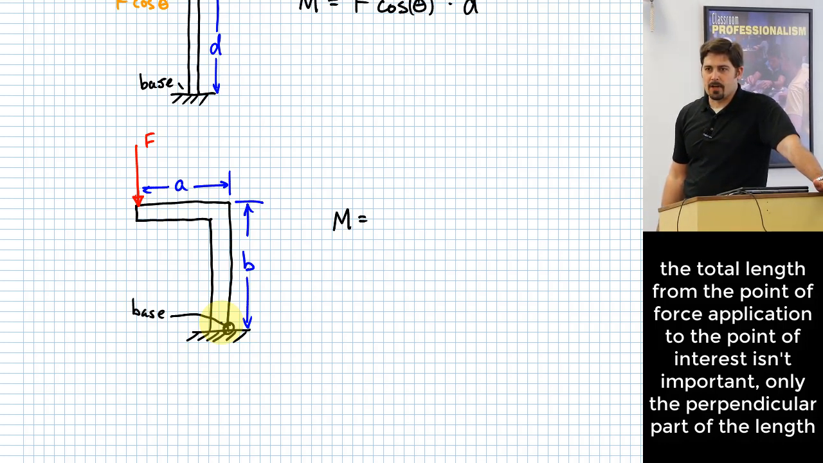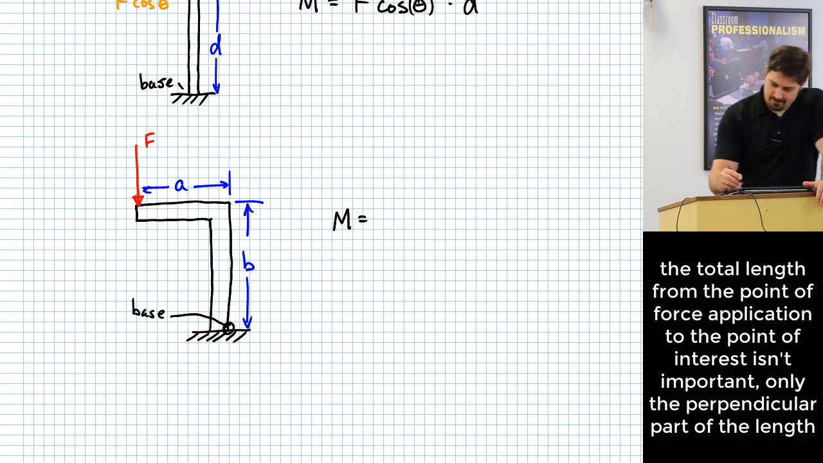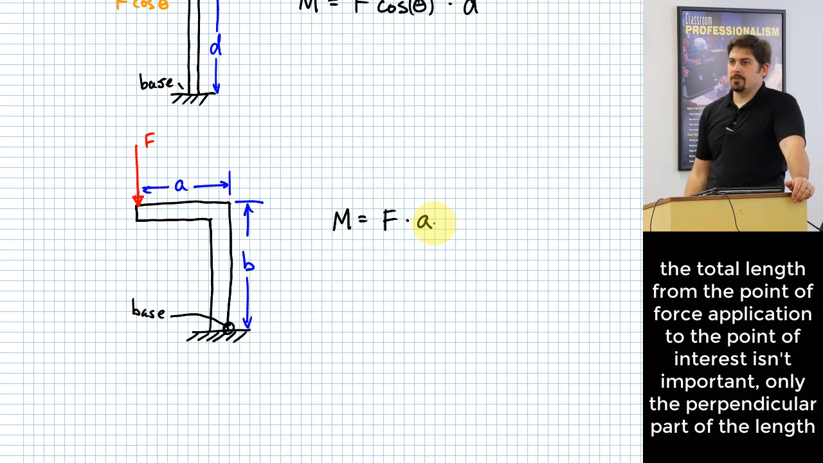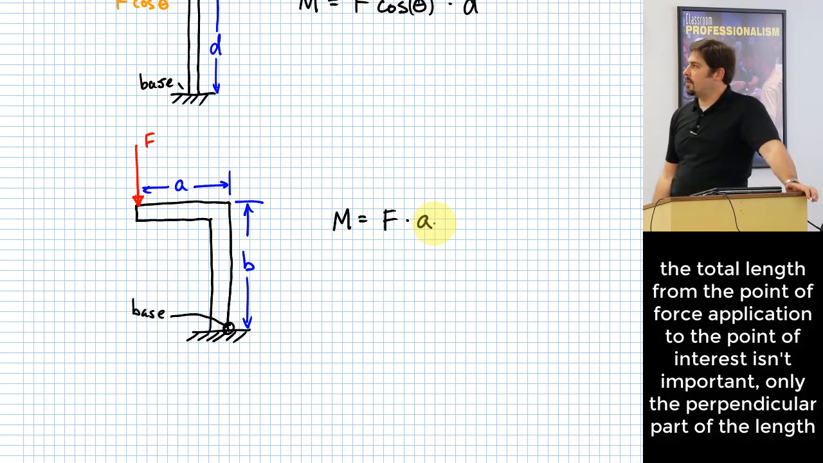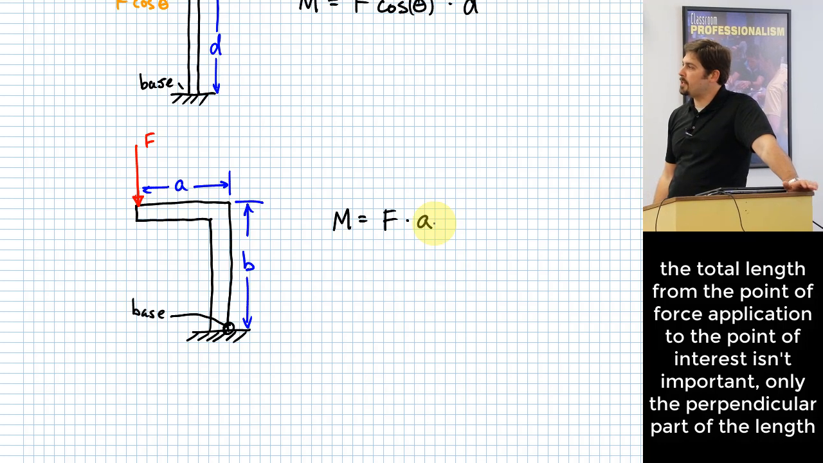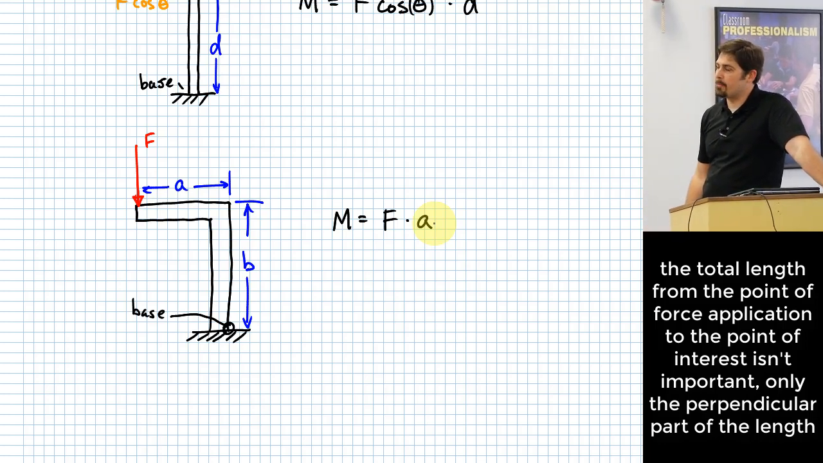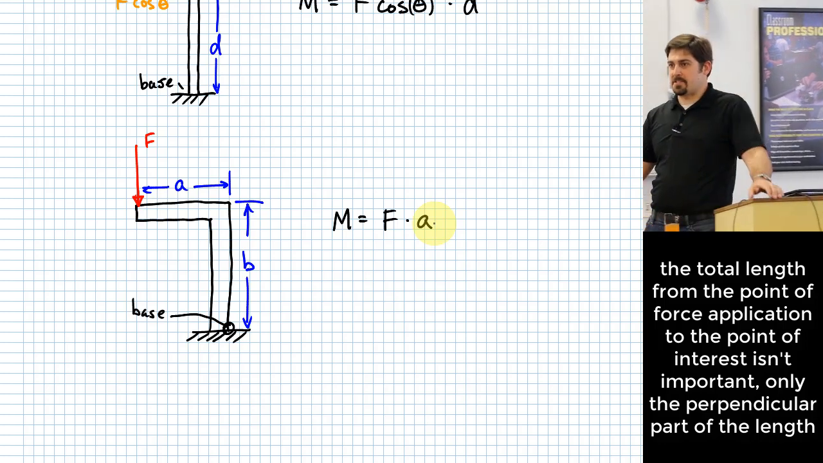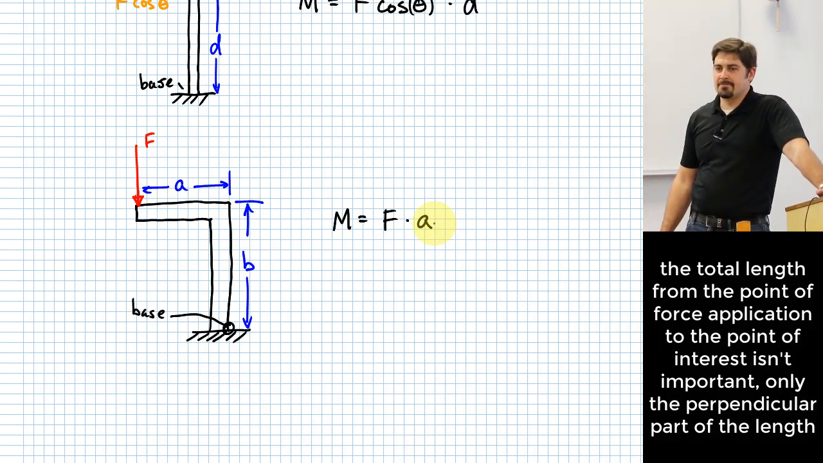How do I figure it out? This one's easy. Why is it just F times A? I mean, that's not how far away that point is from the point I'm finding the moment about, right? Should be the square root of A squared plus B squared. That's the distance, isn't it? Why is it this instead?